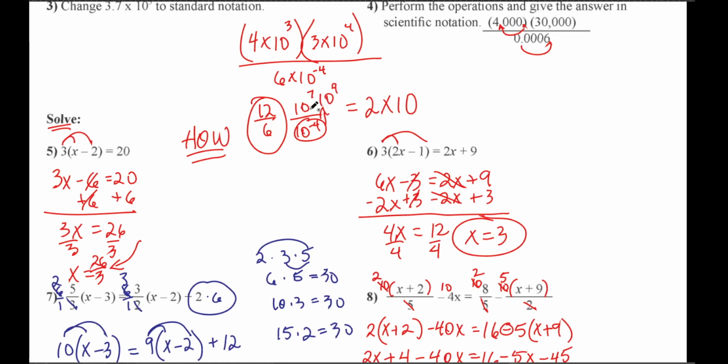Add them up, right? It's a multiplication problem. 10 to the 7th times 10. That's supposed to be a 4 right there. It looks like a 9. It's a 4, so it's 10 to the what? The 11th, and that's your answer. It's as easy as that.